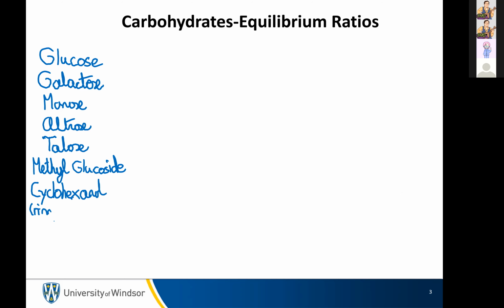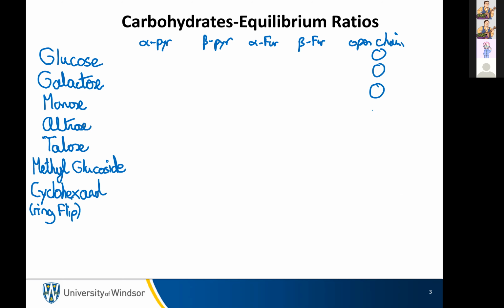In this case, it's not going to be epimers or anomers we're talking about. It's just going to be a ring flip from equatorial to axial for that OH. Anyways, so alpha pyranose, beta pyranose, alpha furanose, beta furanose, open chain. Well, part of this table is really easy to do. 0, 0, 0, 0, 0, 0.